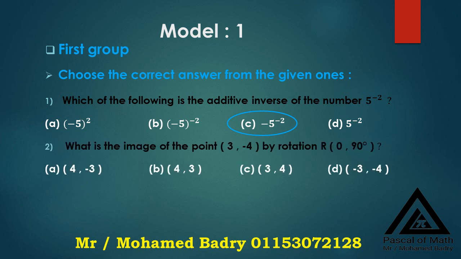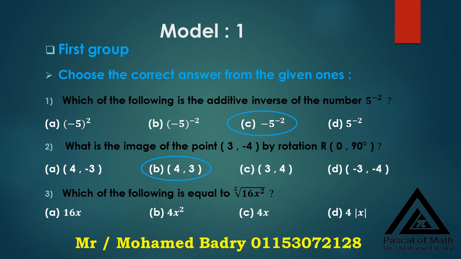Question 2. What is the image of point (3, negative 4) by rotation R (0, 90 degree)? If we want to make rotation (0, 90 degree), there are two steps. First step, change x-axis and y-axis together. Second step, change the sign of x-axis. The correct answer will be (4, 3). B.